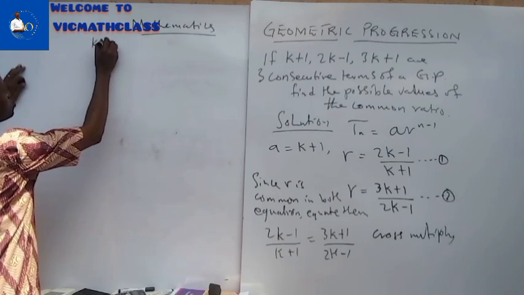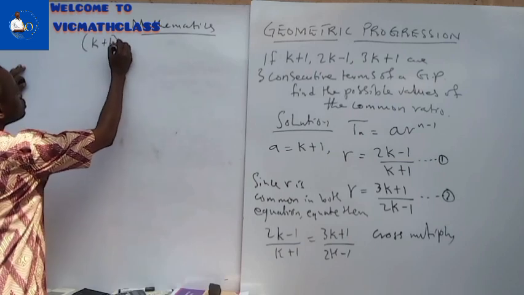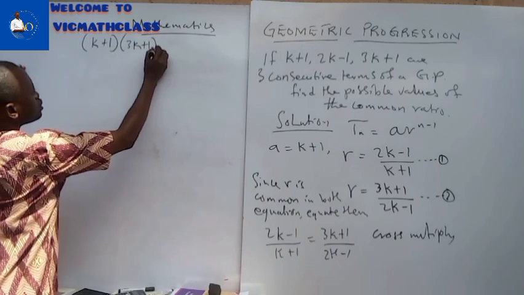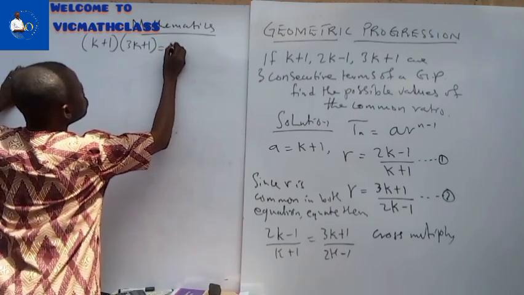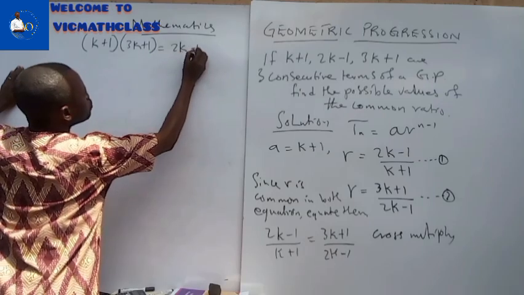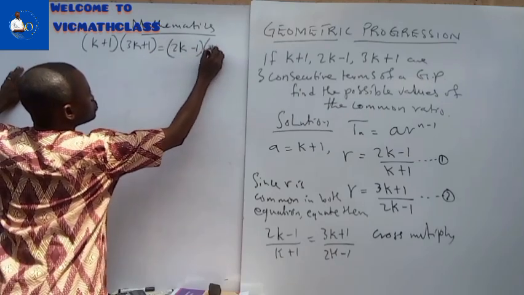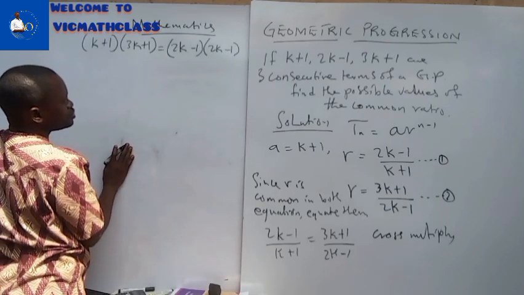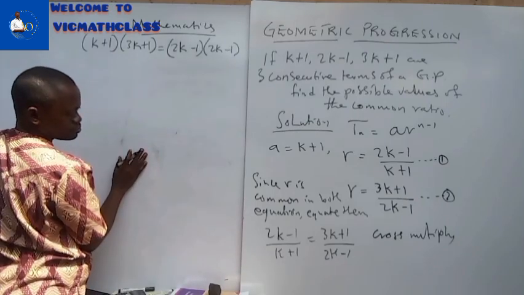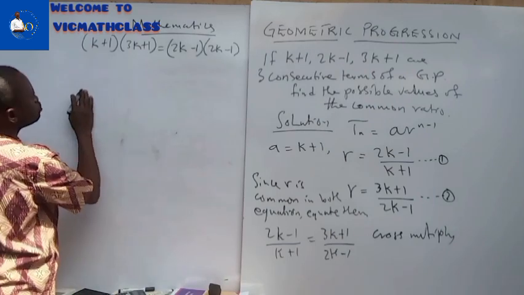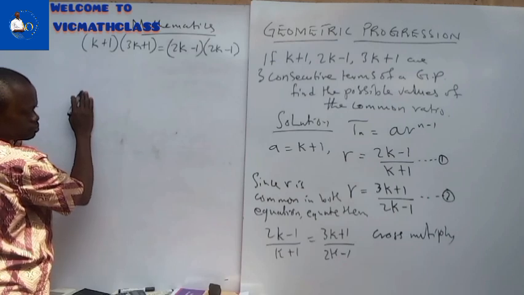So we are going to be having k plus 1 in bracket 3k plus 1 equals 2k minus 1 into 2k minus 1. It implies that this is a perfect square. That's the implication there. But we just have to open the brackets and collect the like terms, and then we can be able to solve that.